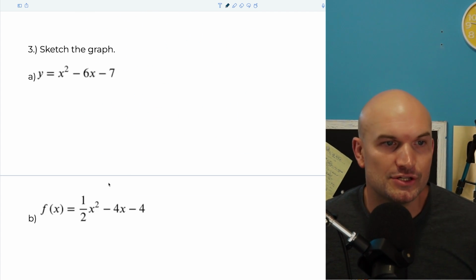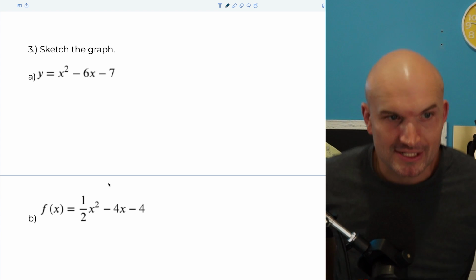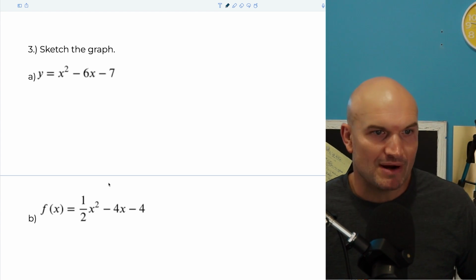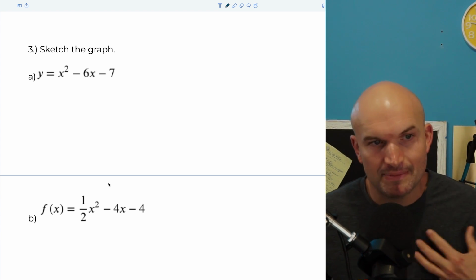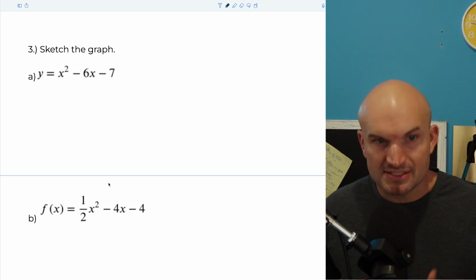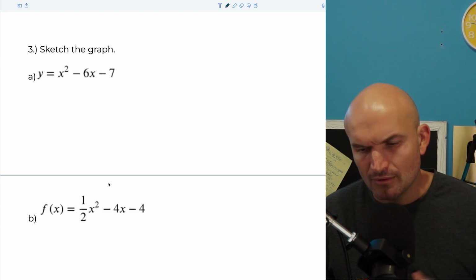Now let's get into sketching the graph of a quadratic. So there's many different ways to sketch the graph of a quadratic, and it really depends, in my opinion, on what you're given. So if something's factorable, well, it really depends on what you need.